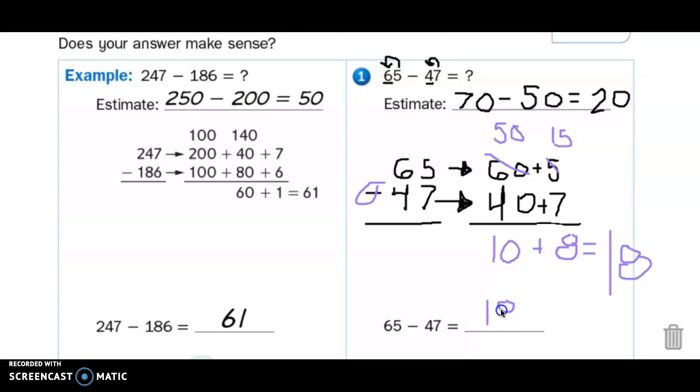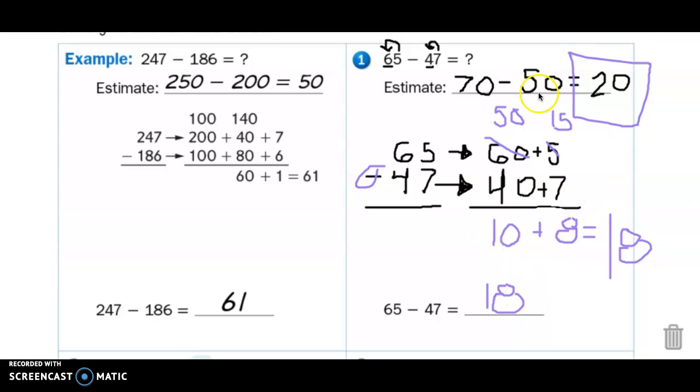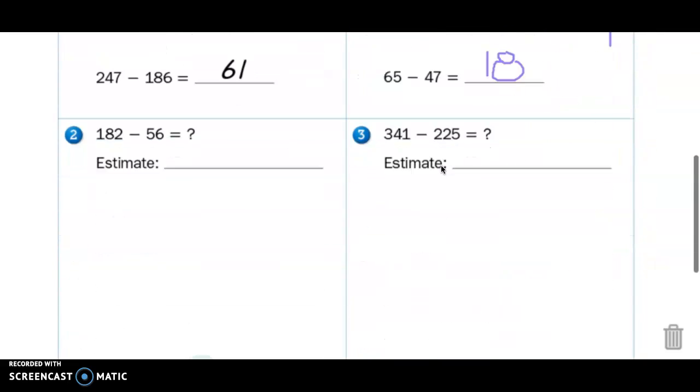Is my answer reasonable? Let's check it to our estimate. Oh, our estimate was 20. We said our answer is going to be about 20. How far away is 18 from 20? It's only 2 away. That is very reasonable.